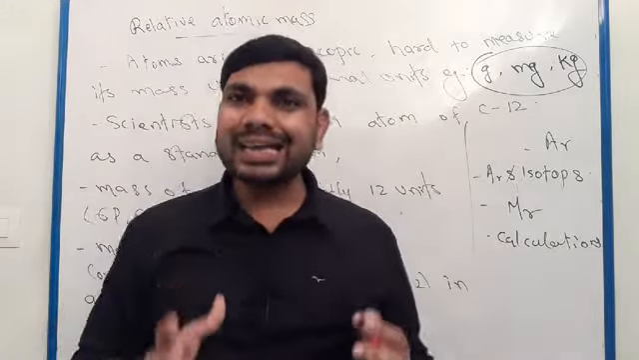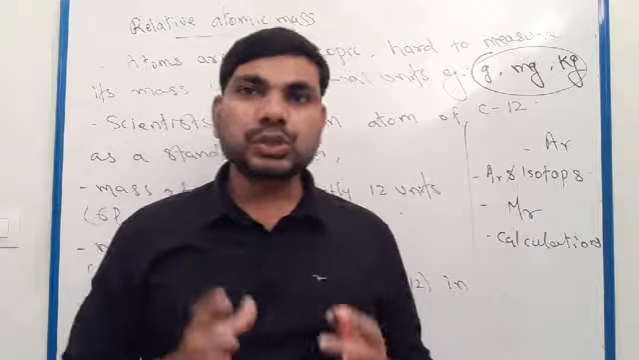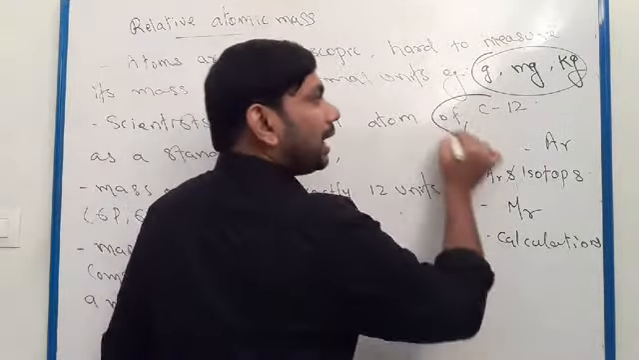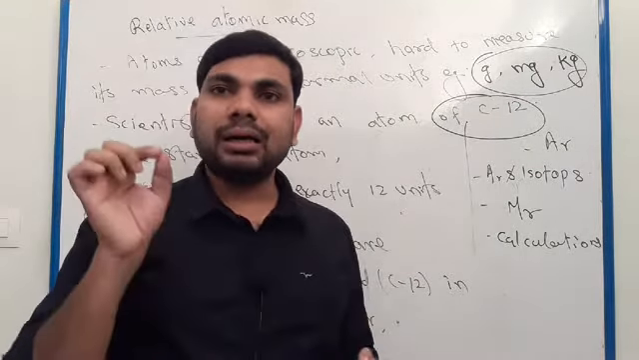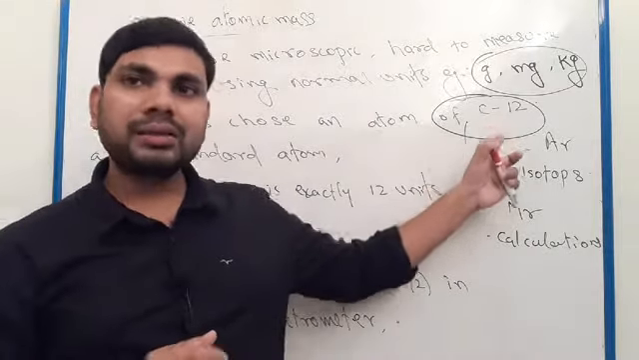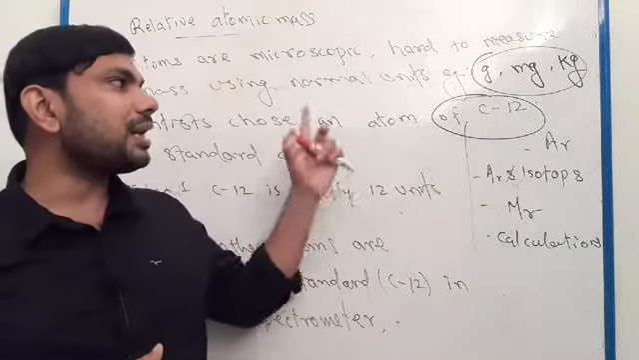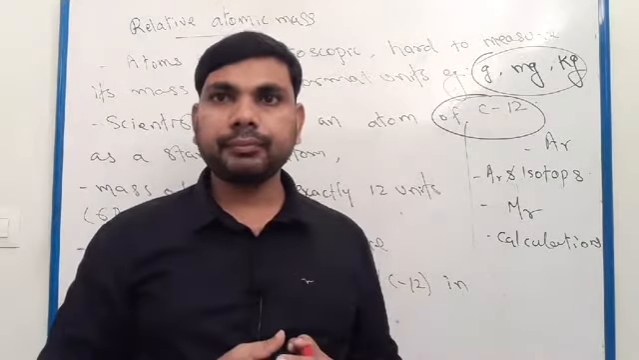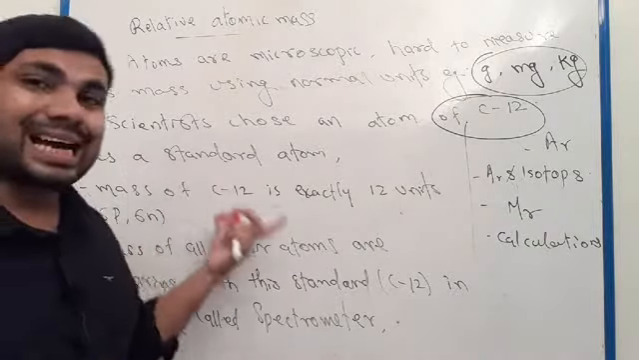That's why scientists choose a standard unit. Scientists choose an atom of carbon-12. An atom of carbon-12 means the isotope of carbon with mass 12. Scientists choose an atom of carbon-12 as a standard.